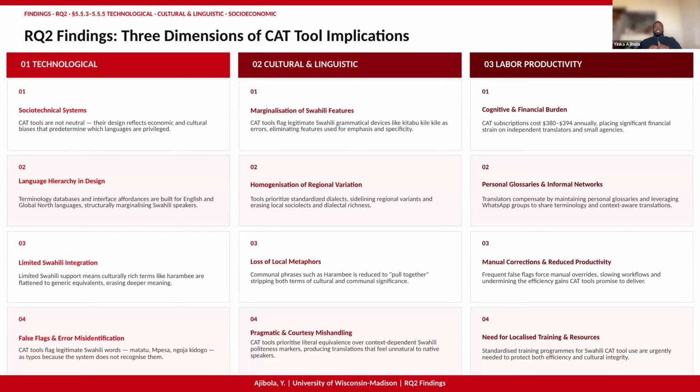And in addition to that, the majority of these CAT tools are expensive. So for instance, an annual subscription of a CAT tool ranges from $384 to $394, which is equivalent to about 49,000 to 51,000 Kenyan shillings as well.